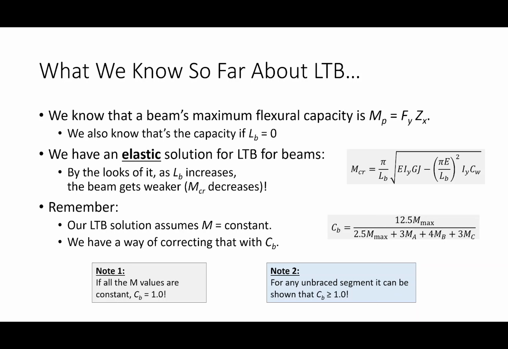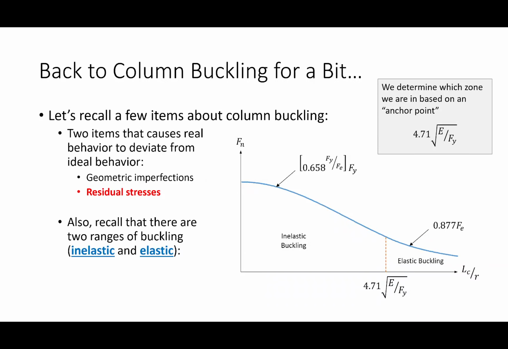All right, so this is what we know so far about beam buckling, okay? Now I want to go back to a discussion on column buckling because I want to see if we can remember some analogies, okay? So if we go back to column buckling, remember we had derived this FE term, but we didn't just use it. The reason that we didn't just use it is because there were reasons why real column behavior deviated from ideal column behavior, the geometric imperfections and the residual stresses. I have that term residual stresses bolded here because residual stresses are going to have a big impact on beam buckling, which we're going to see here in a bit.